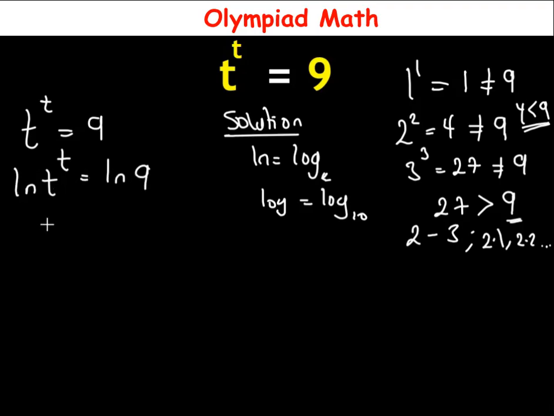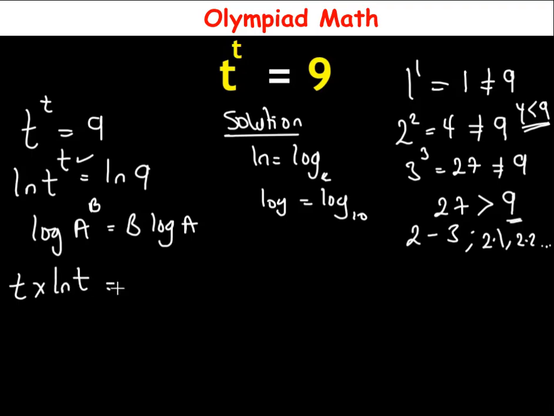That means that we can apply the property of logarithm to natural logarithm. Now, we have a rule that if you have logarithm of a to the power of b, it becomes b times the logarithm of a. So applying this rule to this natural logarithm, the power t becomes t times ln t is equal to ln 9. So t times ln t, t ln t, is equal to ln 9.